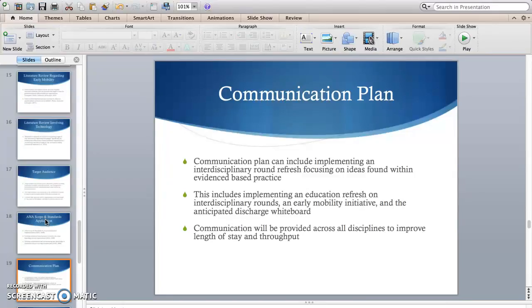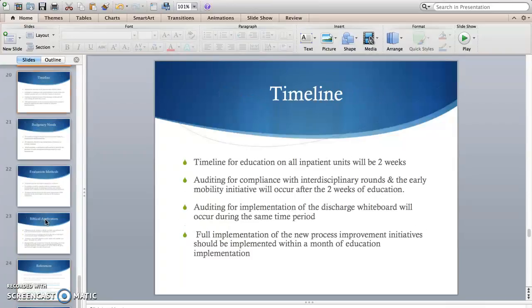So the communication plan can include implementing an interdisciplinary round refresh focusing on ideas found within evidence-based practice. It focuses on implementing an education refresh on all of the topics discussed above, such as IDRs, early mobility, and then the anticipated discharge whiteboard. And the communication will be provided across all disciplines to improve length of stay and throughput.